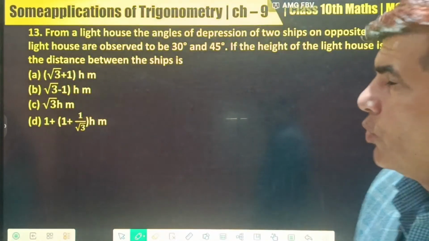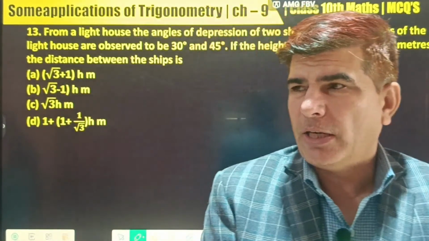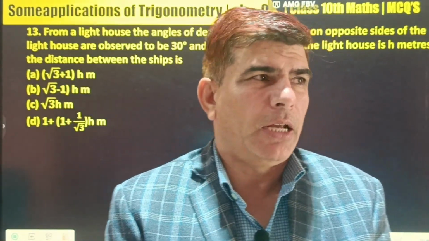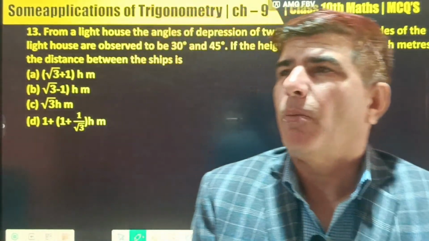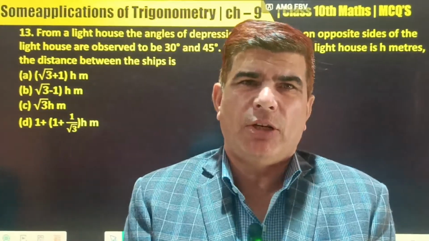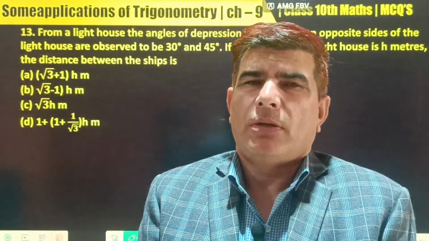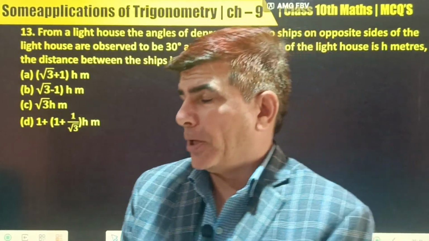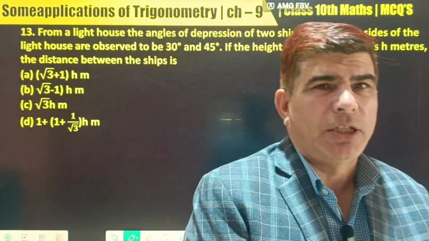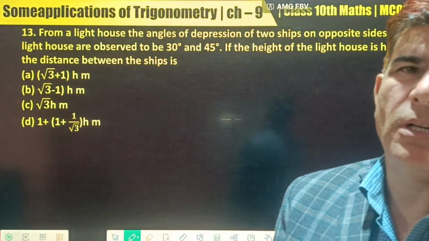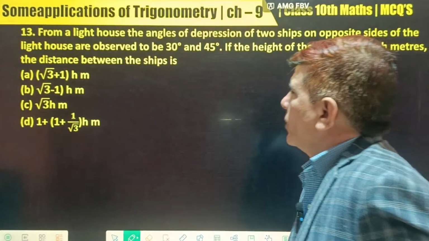You have to understand two types of angles, angle of elevation and angle of depression. I told you both of their types. If you are looking above the horizontal line, it means angle of elevation, and if you are looking downside from the horizontal line, it means angle of depression. We have already discussed this chapter in 2-3 lectures.